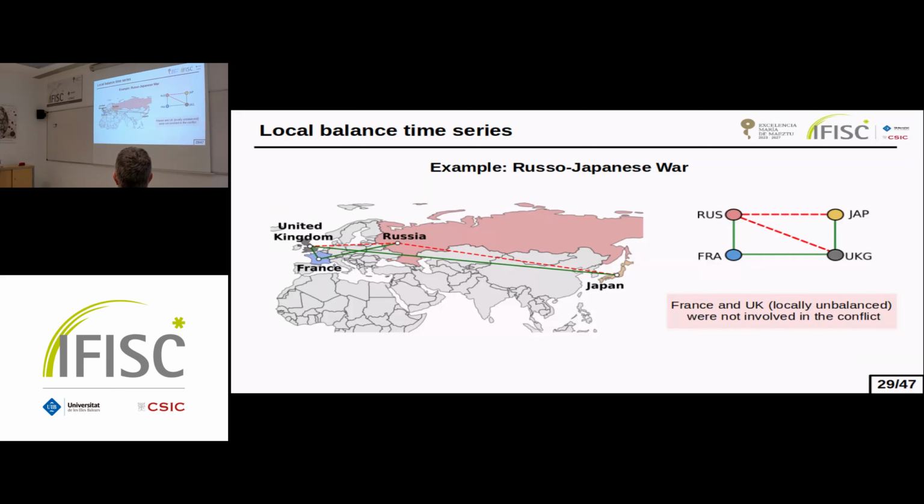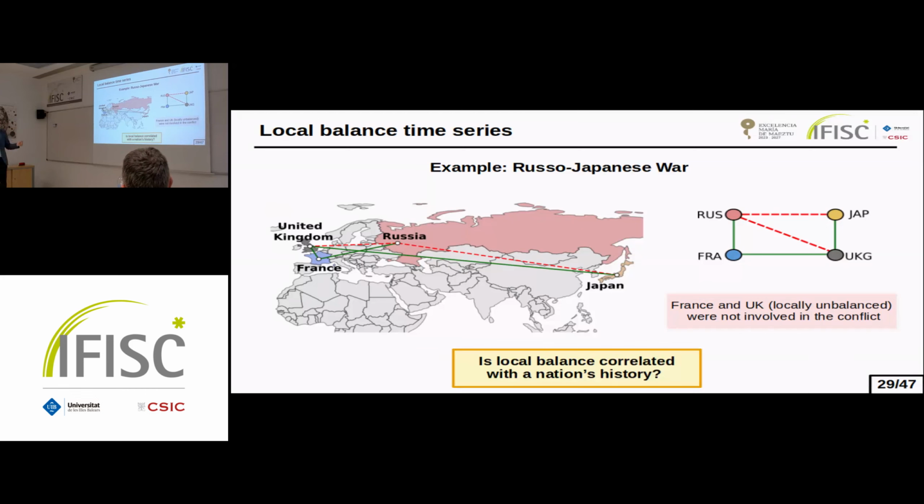And what happened in the war? Well, neither France joined Russia, nor did the UK join Japan. And it is quite likely that this link played a major role in preventing their involvement, because France joining Russia would have strained its relations with the UK, and the same would have happened if the UK joined Japan.